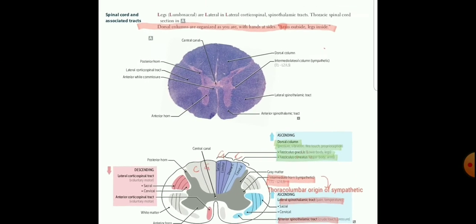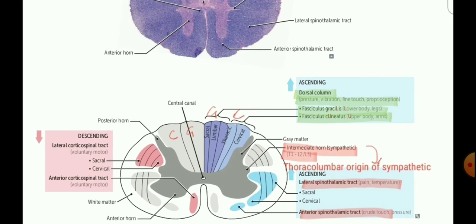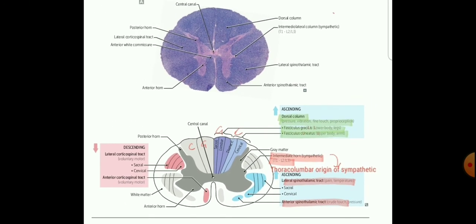And one more thing, that the intermediate horn has sympathetic fibers, just like the anterior and posterior horns. There is an intermediate horn at the T1 to L2 or L3 level. It is the sympathetic horn. That's why the sympathetic system has a thoracolumbar origin, that is T1 to T12, and then L1 and L2 and up to L3 sometimes. So this is another MCQ. It is written here, so it needed to be covered here as well.